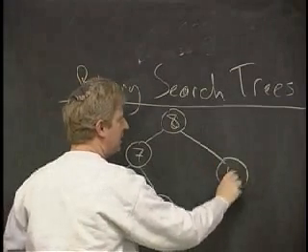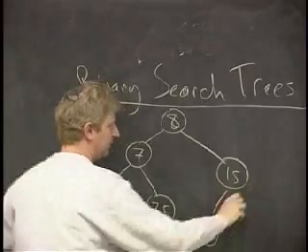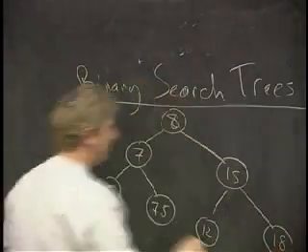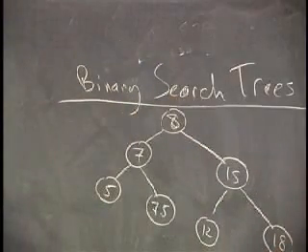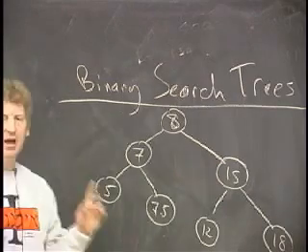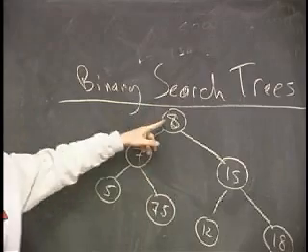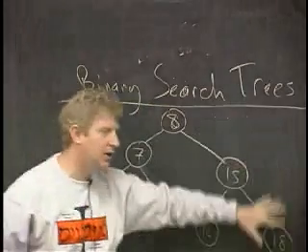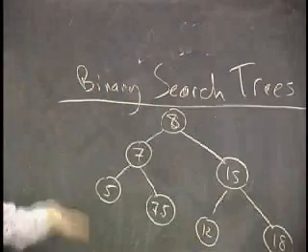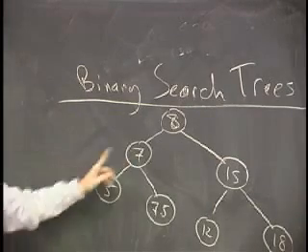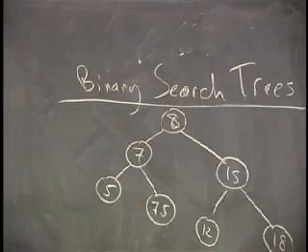This will be 15, 12, 18. This is a binary search tree. At every node, all the children to the left are smaller than this, and all the children to the right are bigger. And that goes recursively down the tree. All the children to the left of this are smaller, all the children to the right are bigger, etc.